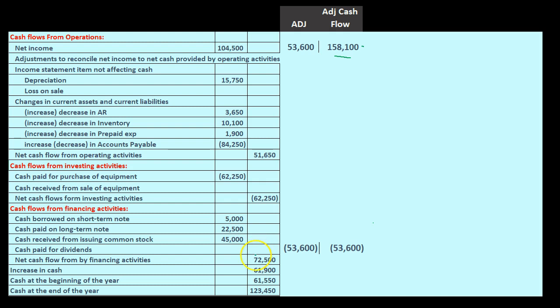So now we can go down here and say, okay, the other side of it is going to go to cash paid for dividends, and it's going to be a financing activity. And that'll put us back in balance. So cash went out because we paid it for dividends. It's financing because we're dealing with the owner.